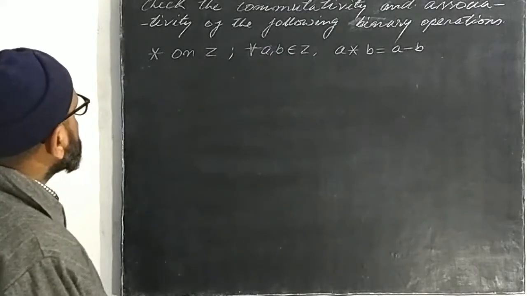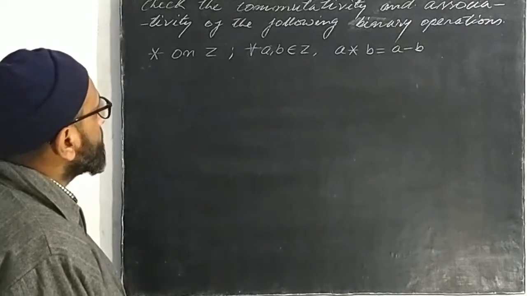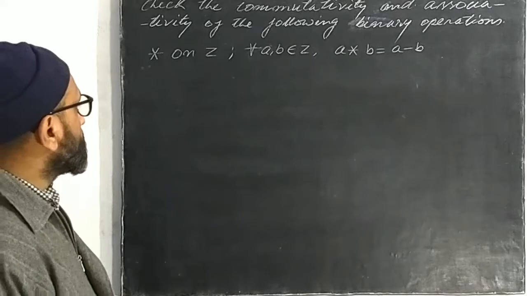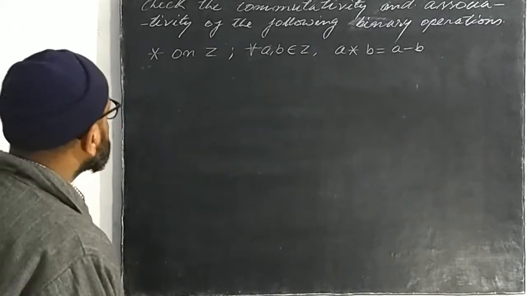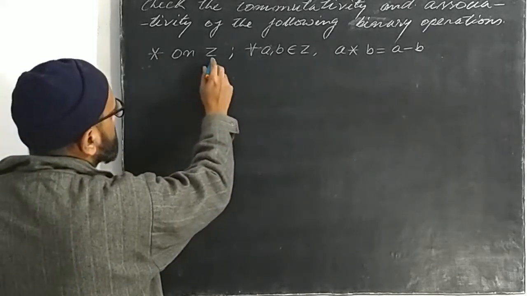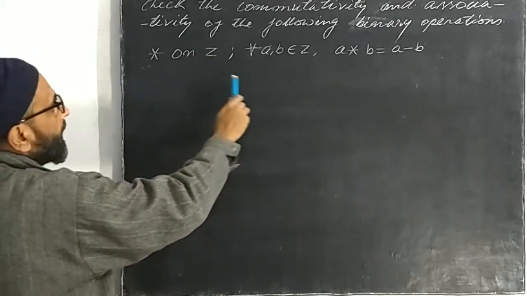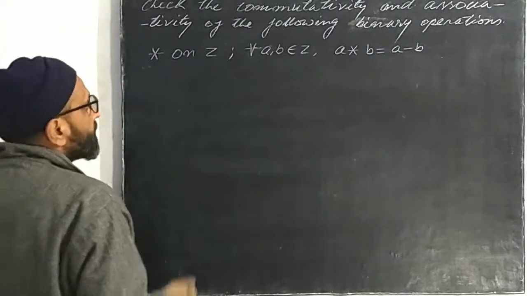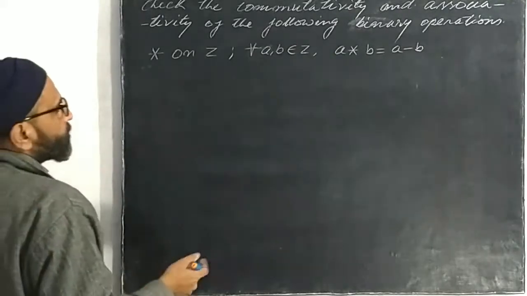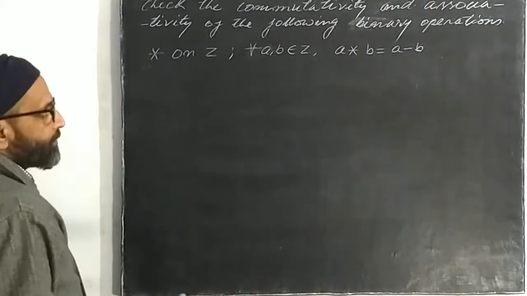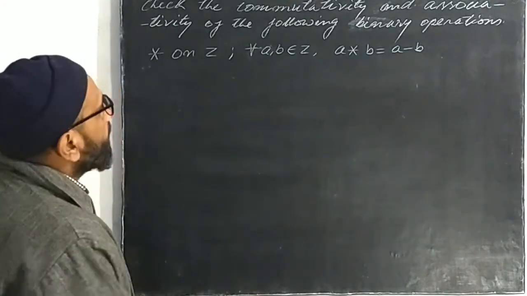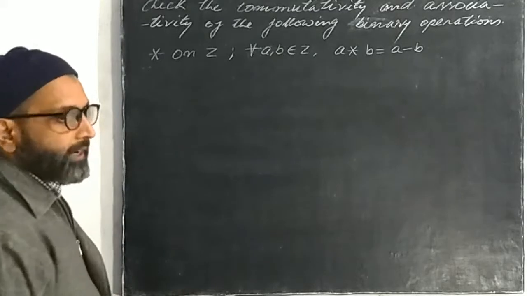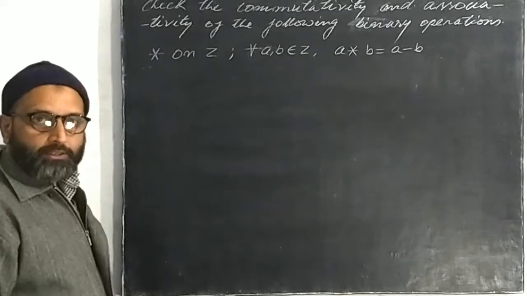Now the next question we have taken is: check the commutativity and associativity of the following binary operations. Here we are going to give you some examples to check commutativity and associativity of given operations defined on a given set. The first sum is star on Z, where Z is the set of integers, defined as for all a, b belonging to Z, a star b is equal to a minus b. As we know, the difference of any two integers is always an integer, whether negative or positive, so a minus b must also belong to Z, because Z has negative and positive integers as well as 0.